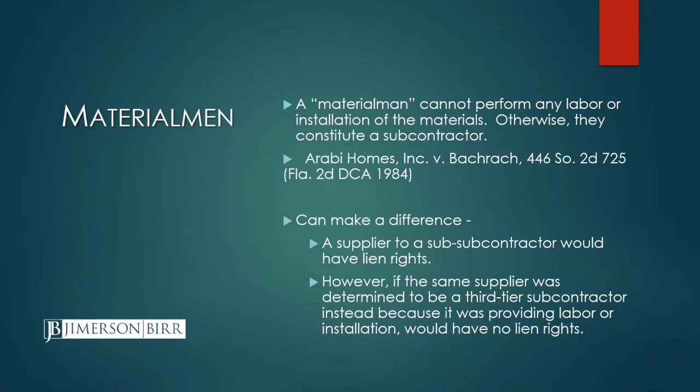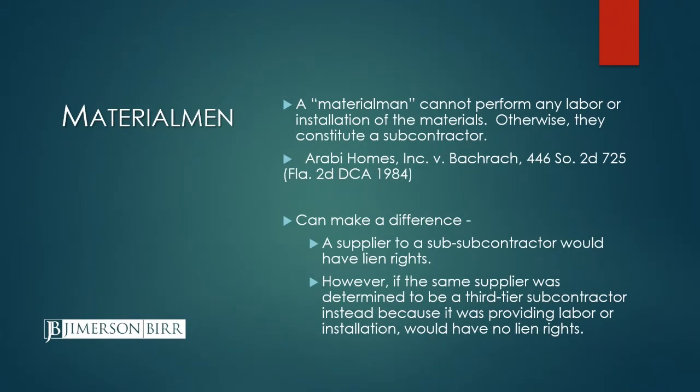Another important nuance for suppliers and materialmen is that in order to qualify, they cannot also be performing any labor or installation of the materials. If they are, then they're going to be considered a subcontractor under the lien law. And that's the Arabi Homes versus Bachrock case that's cited there.